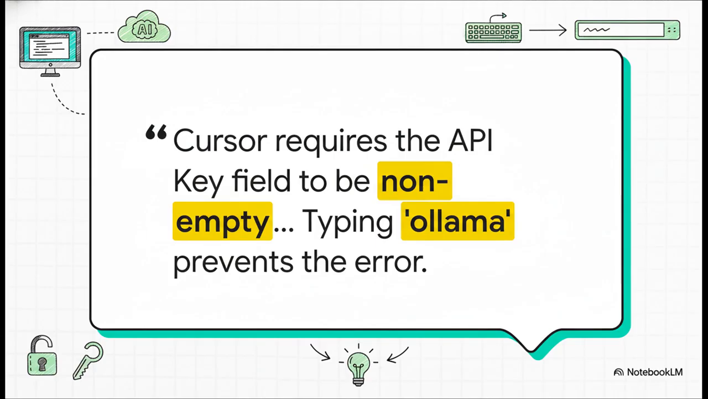Oh, and here's a fantastic little pro tip for you. When you're in Cursor's settings, you'll notice the API key field has to have something in it. But your local model doesn't need a key. So what do you do? Just type the word Ollama, or really anything you want in that box. It just satisfies the UI and stops it from throwing an error. So simple, but so effective.